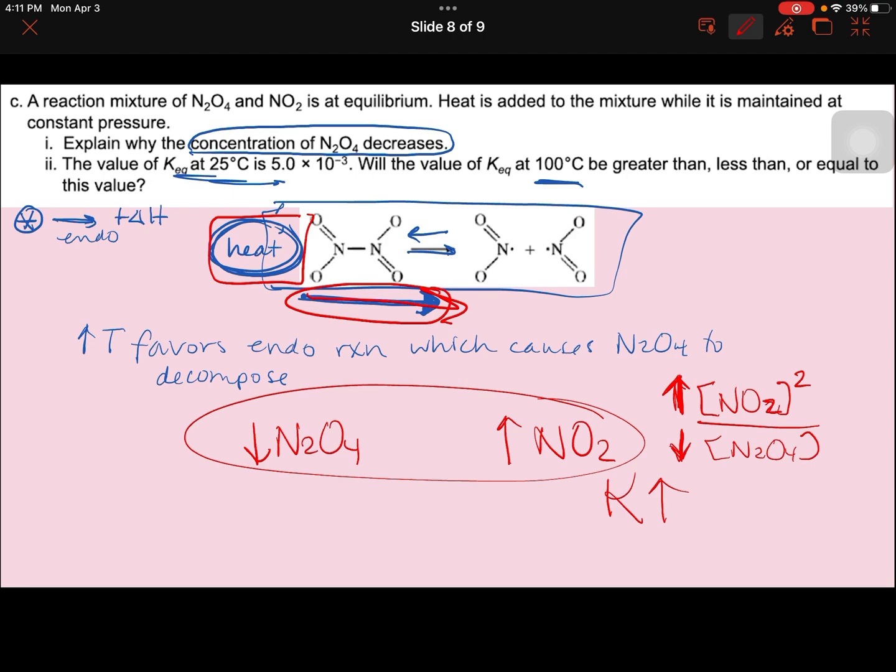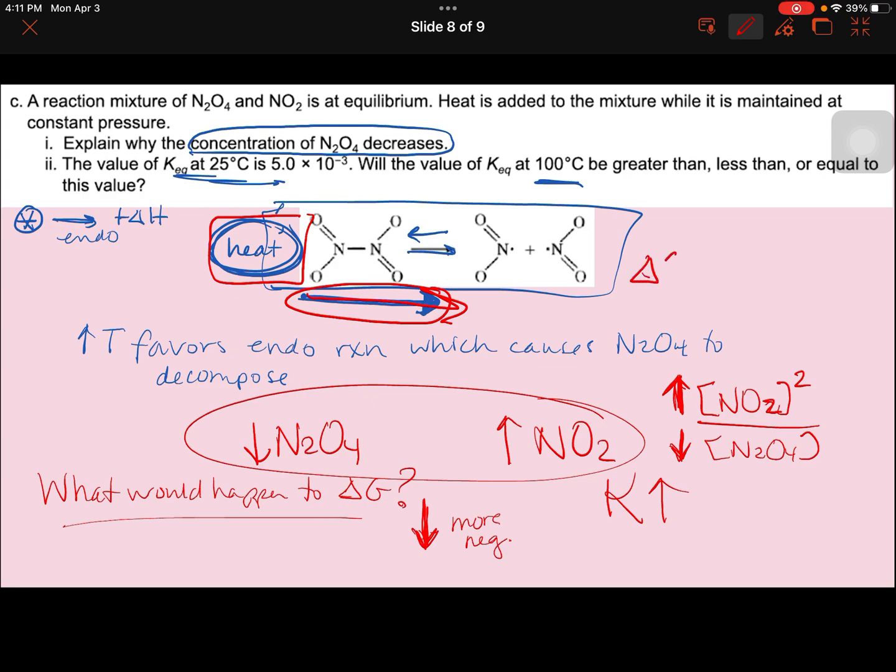Now, here's another question that's not on here. What would happen to delta G at this higher temperature? Well, if I'm driving it forward and making more product, that's a more favorable forward reaction. What would happen to the numerical value for G? It would decrease. It would get more negative, because a more negative value means more favorability.